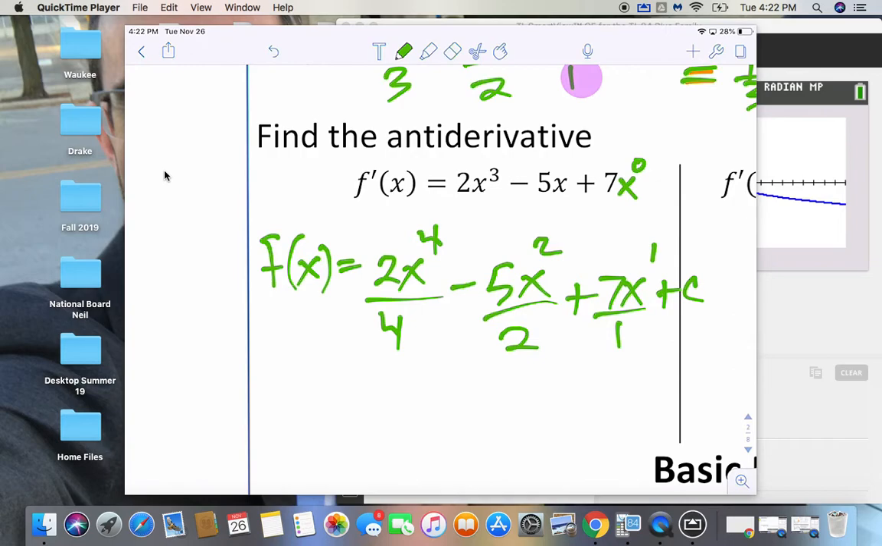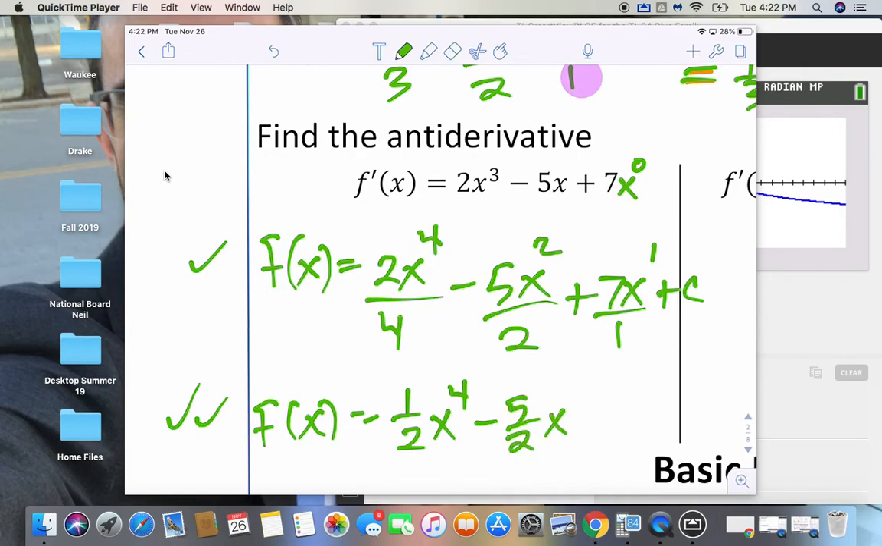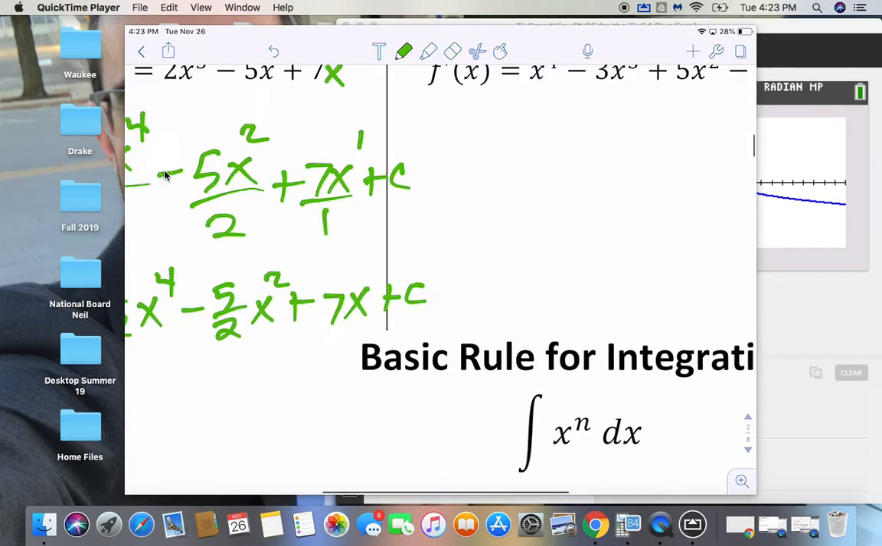So that's good. That's check. We like this one. But if you want to make it really nice, you of course simplify a little bit, and that would be half of an x to the fourth. Simplify your 2/4. 5 halves, can't do anything with that, we'll just write it. And 7x and a c, and we're done. Okay, that's pretty nice from there.